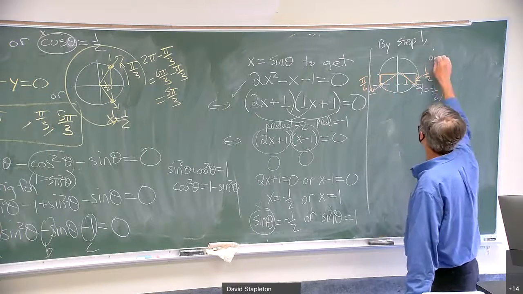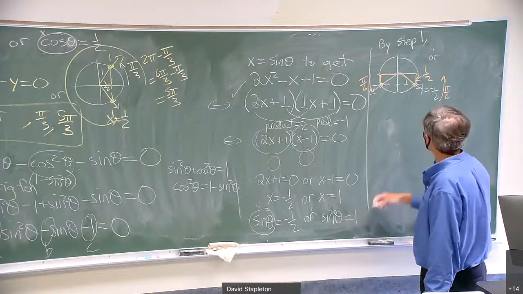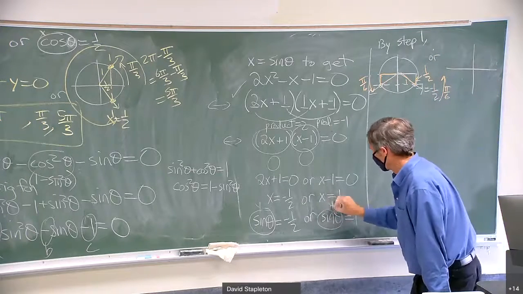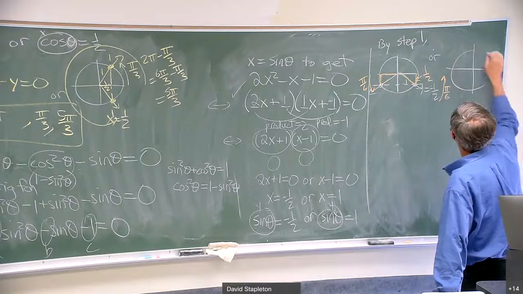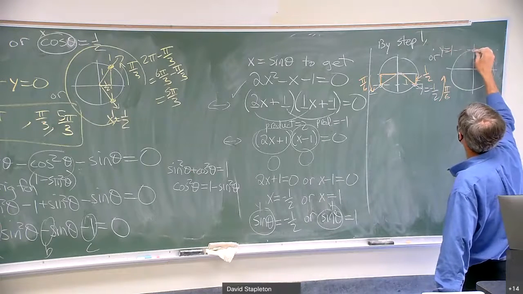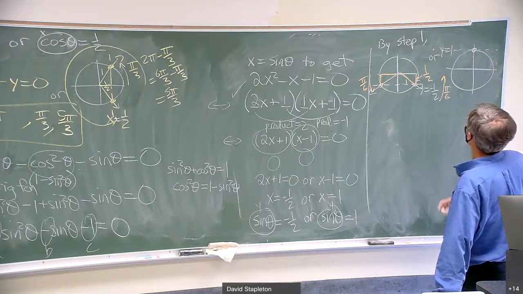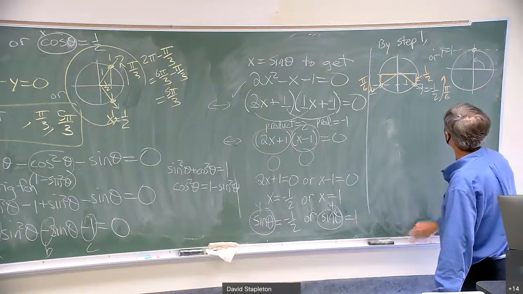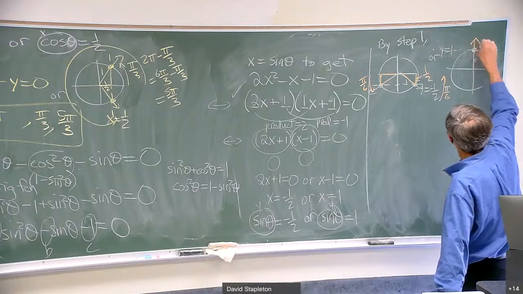Or we could solve sine theta equals 1. Y coordinate equals 1 means I go just tangent to the unit circle, right? When you do that, there's only one point of intersection. That's the angle right there. It's the right angle, pi over 2.